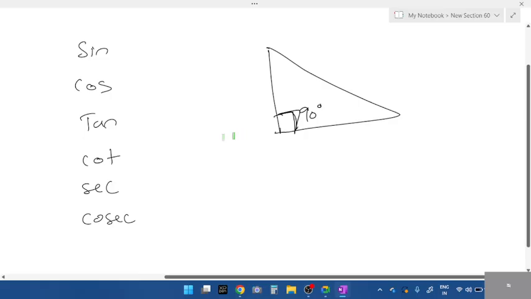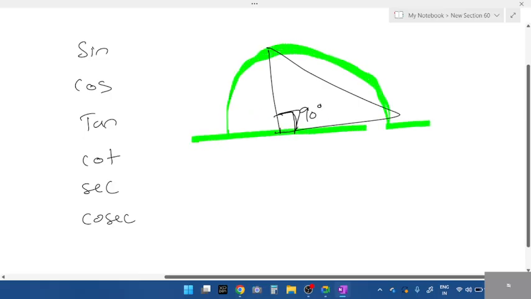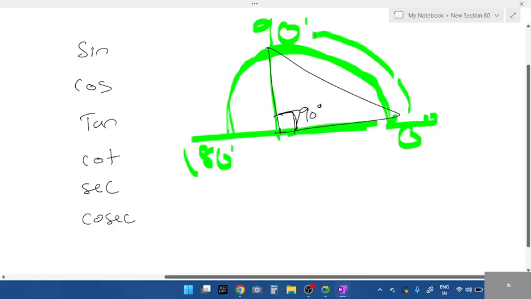If I place a protractor here, what is the straight line in a protractor? The straight line is 90 degree. So everything lies from 0. See, protractor 0 to 180 degree. Everything lies in between 0 to 90. Can you see the right angle? It just lies between 0 to 90, right?